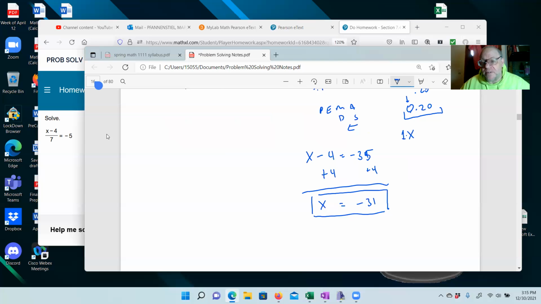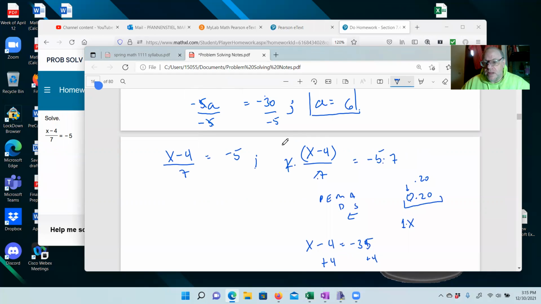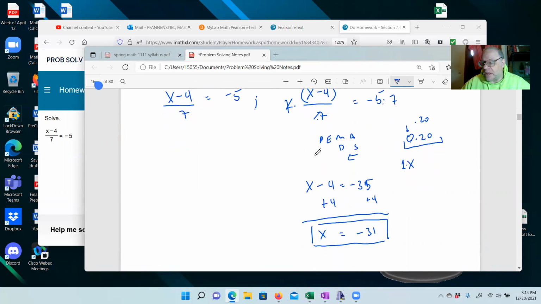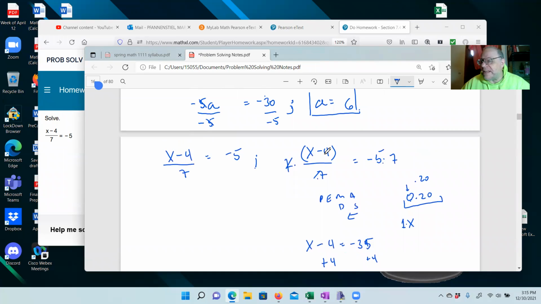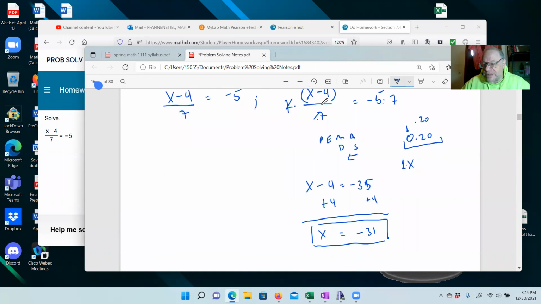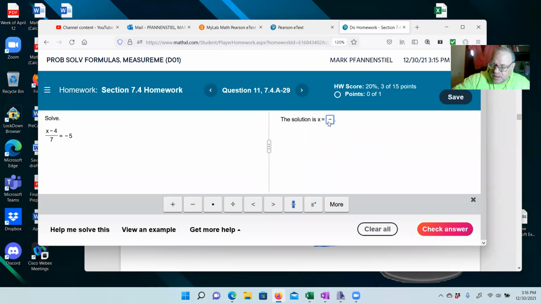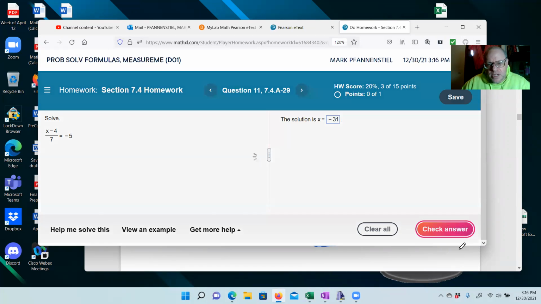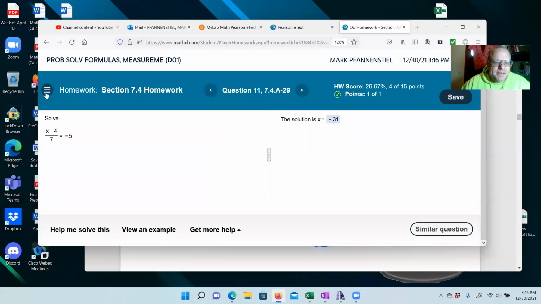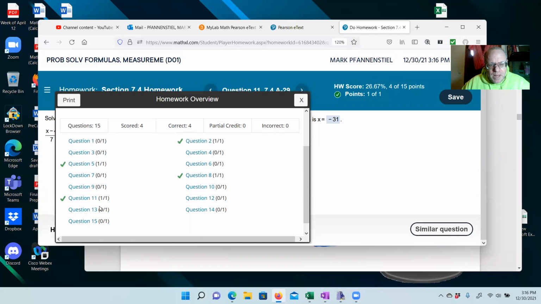Okay, this is a very, very common mistake from a lot of my statistics students. They just forget that there's an implicit parentheses around this fraction here. Okay, now I know that's what the mistake is. So keep yourself from making that mistake. Realize there's an implicit parentheses around expressions on top of fractions. Okay, so it's x equals negative 31. All right, check. Okay, fantastic. All right, that was 11.